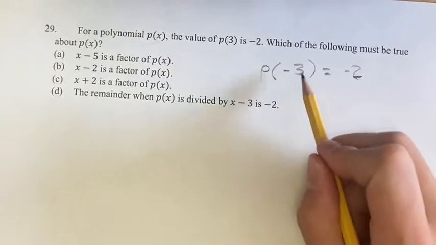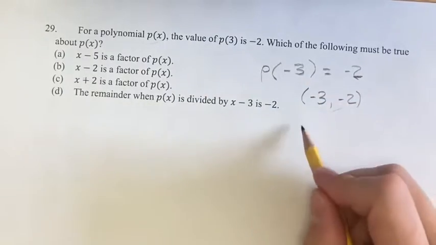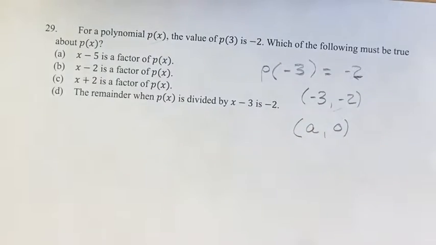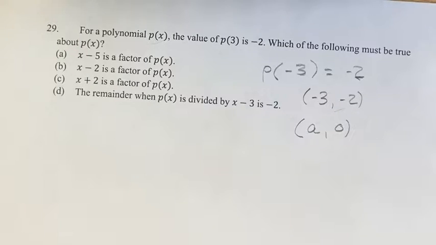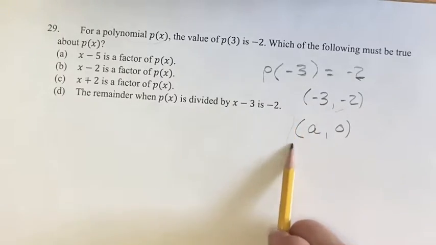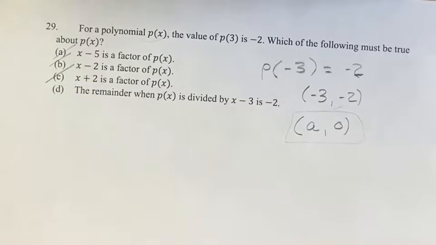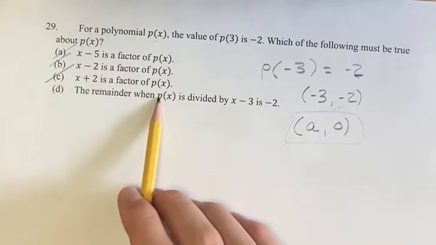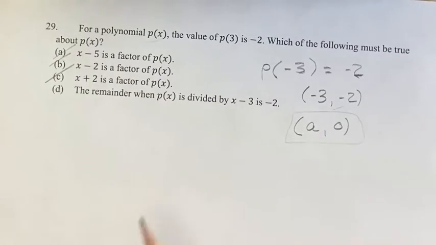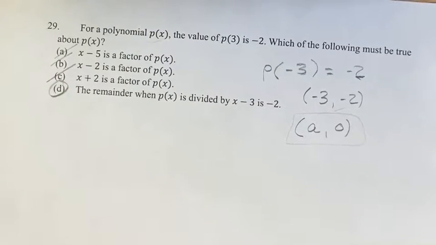We know that the point -3, -2 is on the line, but we don't know any values that are x-intercepts, where a is just some number, and then we have it on the x-axis with y equal to 0. So if we don't have some information about a point like this, we cannot conclude any of these. So therefore, even if you're not exactly sure how the remainder when p of x divided by x minus 3 would look for a polynomial that you can't even see, you have to know that this is the only answer left, so your answer is going to be D.